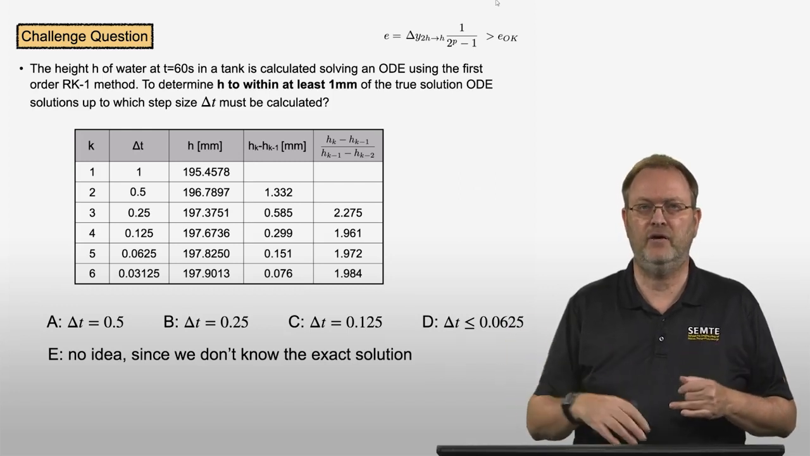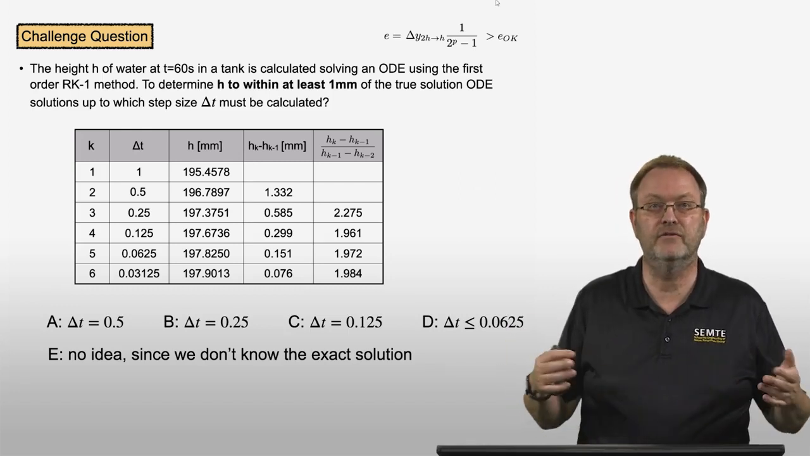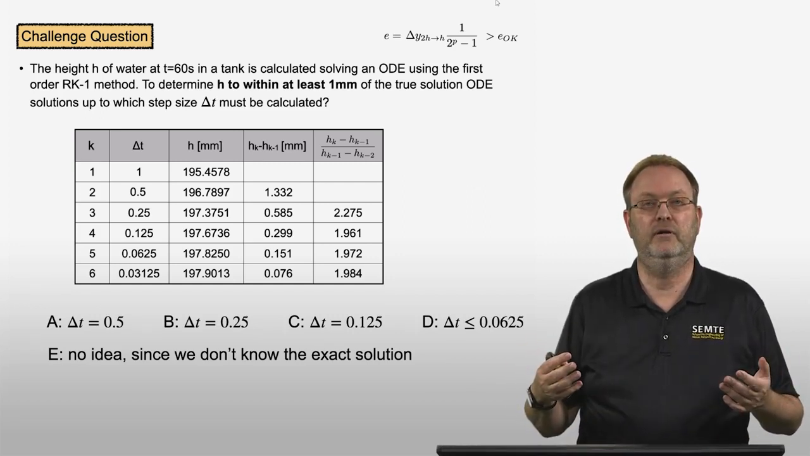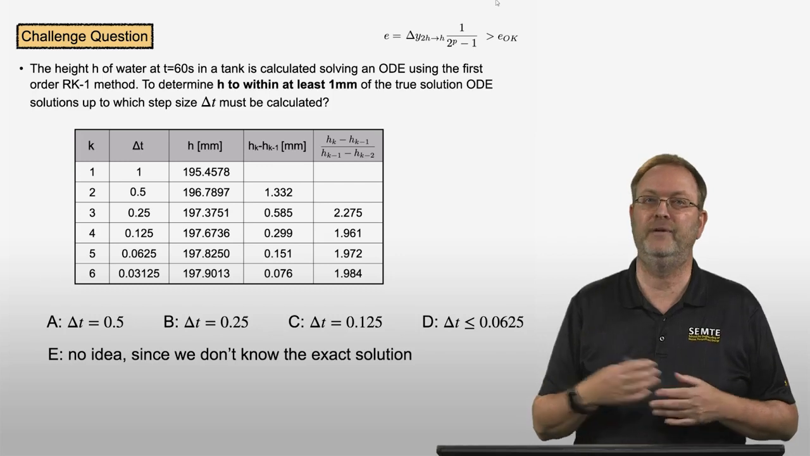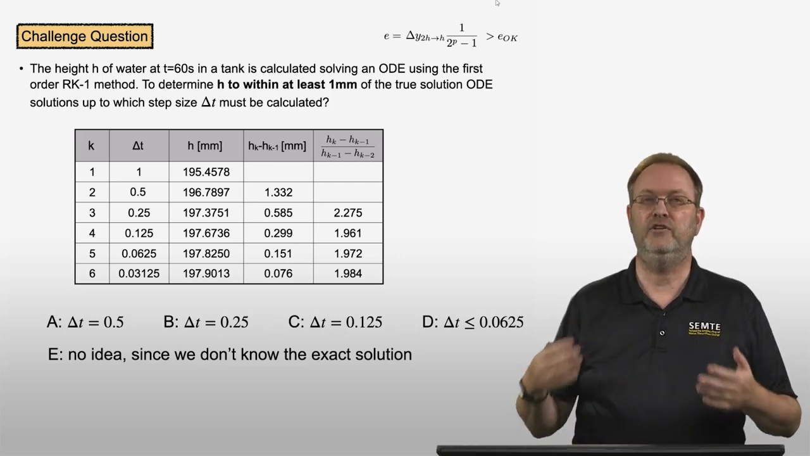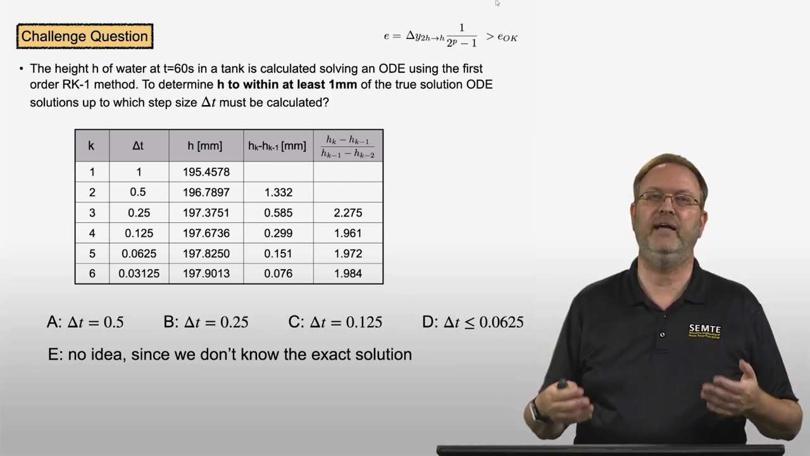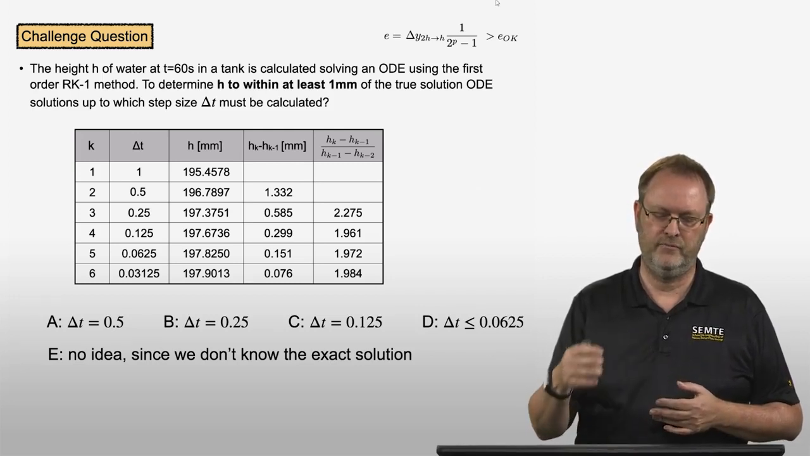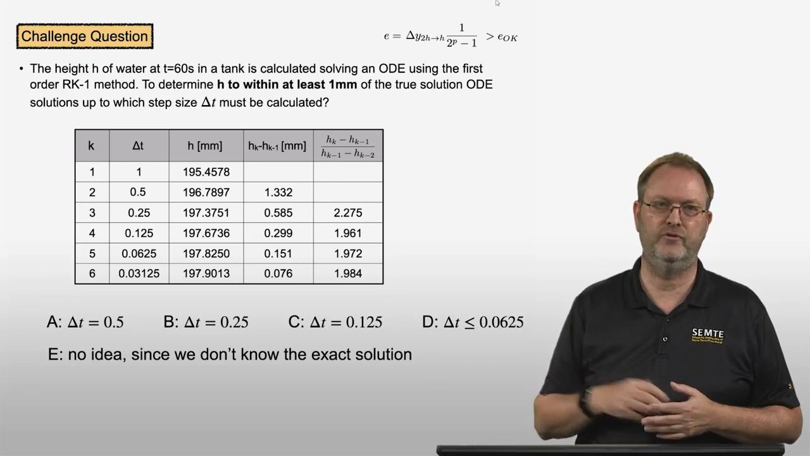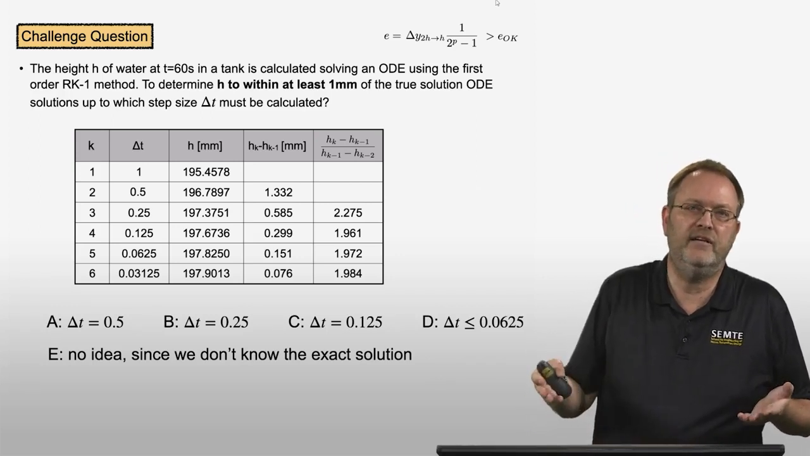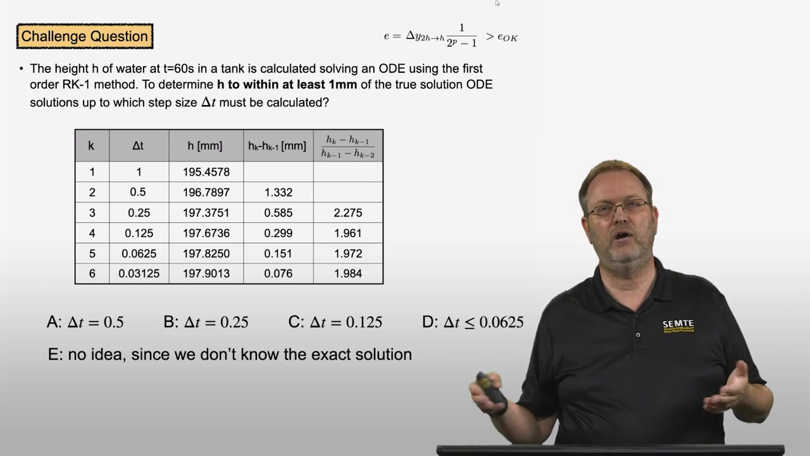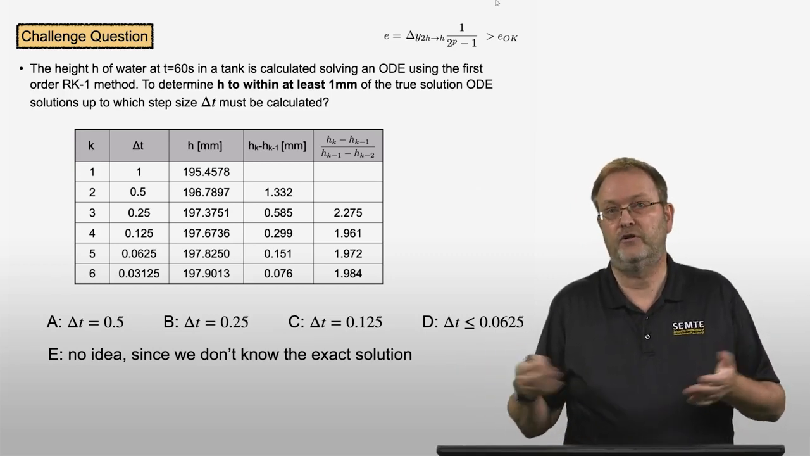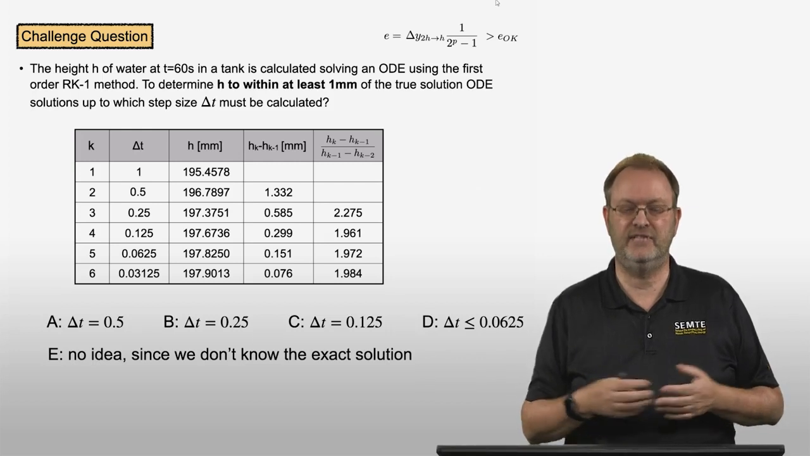So here's a table of just a series of calculations that were performed. And for each simulation that we perform, after that we perform another simulation, reducing the step size delta t by another factor of 2. So we go from delta t of 1, 0.5, 0.25, 0.125, and so on. And we'll get different answers for our height, in this case in millimeters, for the height of water in the tank after 60 seconds.